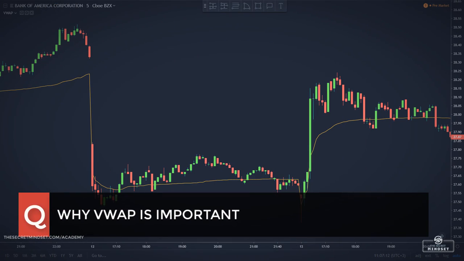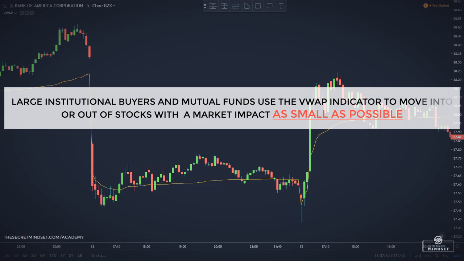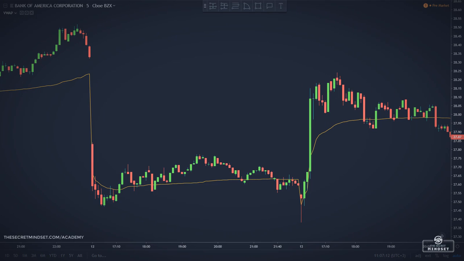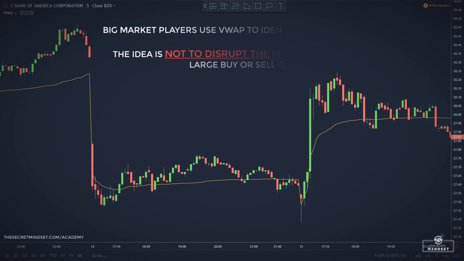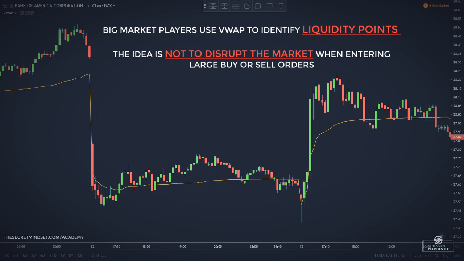So, what does the volume-weighted average price tell you? Large institutional buyers use the VWAP indicator to move into or out of stocks with a market impact as small as possible. They use the VWAP to identify liquidity points. The idea is not to disrupt the market when entering large buy or sell orders.